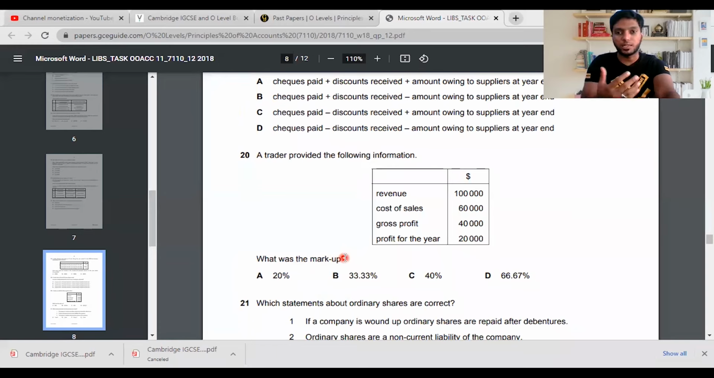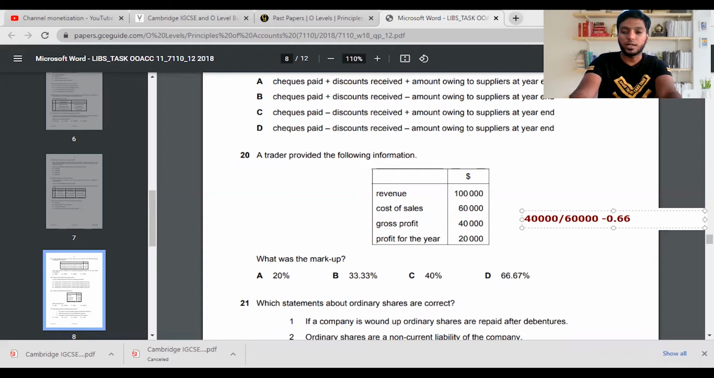Remember one particular thing, guys. There are two things: markup and margin. Margin is calculated on revenue. Markup is calculated on cost of sales. Here they have given the gross profit, so we can easily find the markup. We'll take the gross profit 40,000 and divide it by the cost of sales 60,000, where you will get a value of 0.66. When you multiply it by 100, you will get 66.67. When you are rounding it off, it should be 7, because the 6s go on that way. So the answer is going to be D.